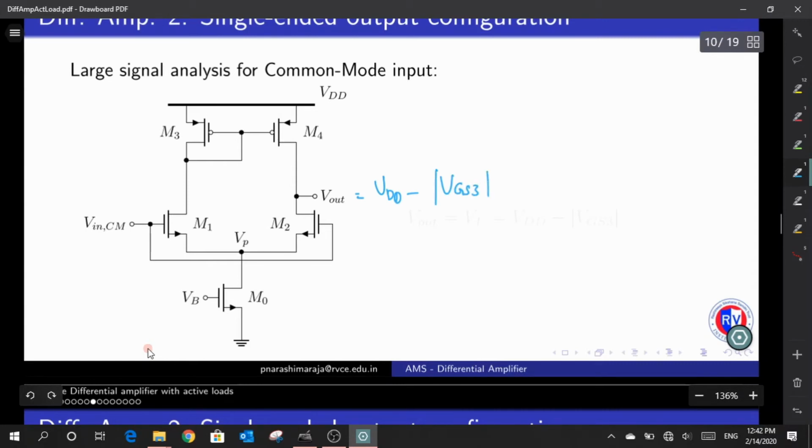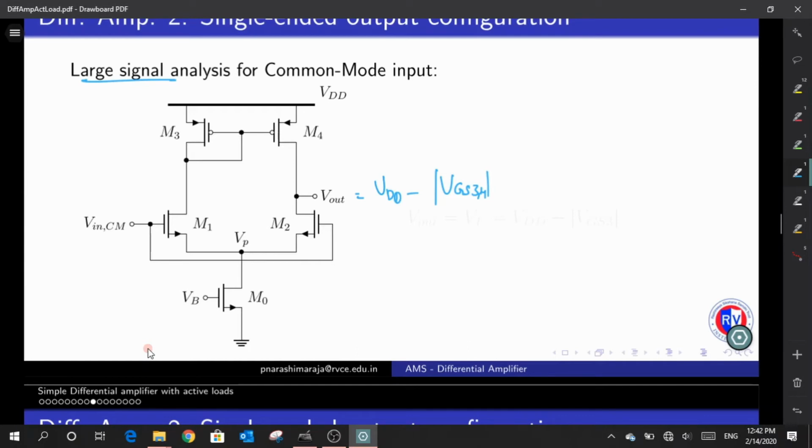Okay, or VGS3 comma 4. I want to prove that. Only that I will do today. But all our discussion remains the same when we discussed a differential amplifier with resistive load. So I will not touch upon this completely large signal analysis for it, but the only thing is I want to prove this particular statement.